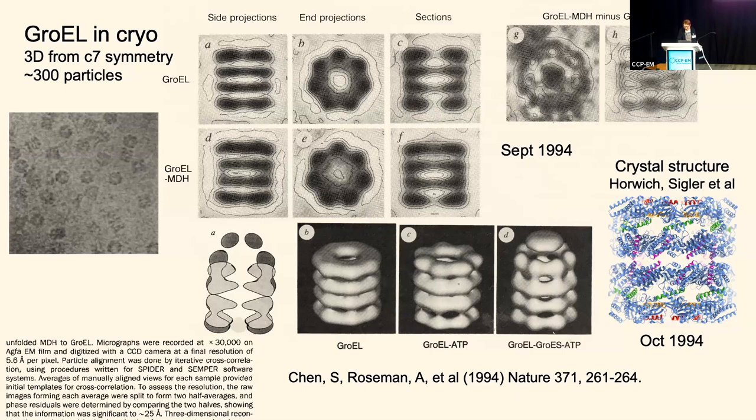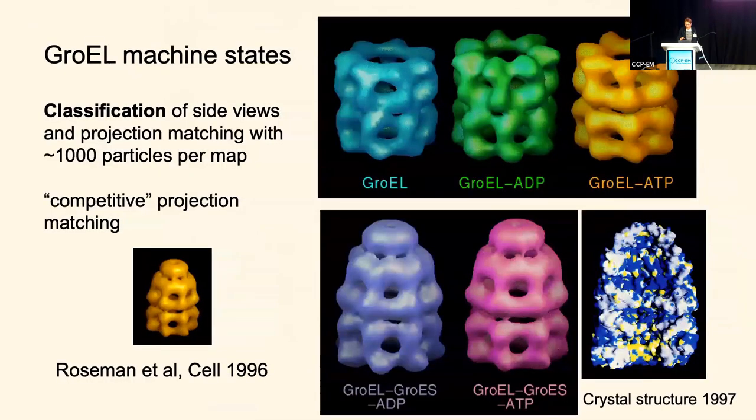But then Alan eventually worked out that if you just use these classification things, which I thought were so boring, you could classify the different side views. And once you had a bunch of side views around the 7-fold, you could get a reasonably decent 25 angstrom map. We had different nucleotide states. I'm not sure about this ADP one. We never actually got back to that, but ATP did something. They moved around. And when you added the GroES and the nucleotide, then you got this huge change with this great big chamber forming.